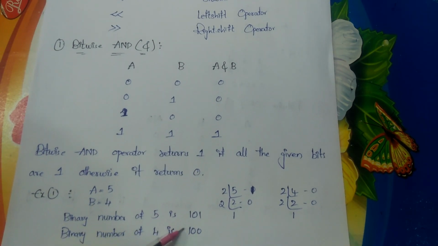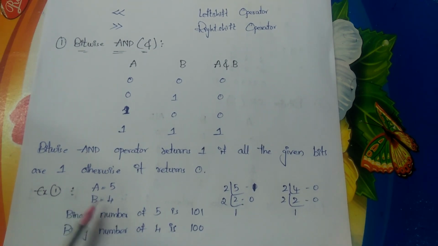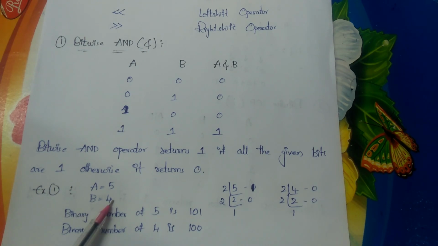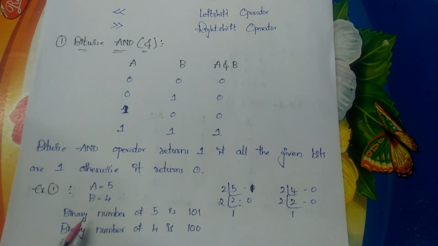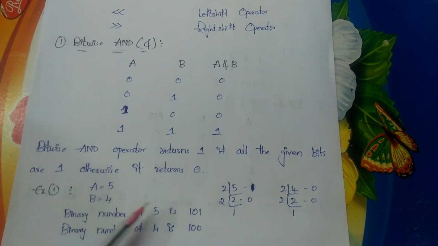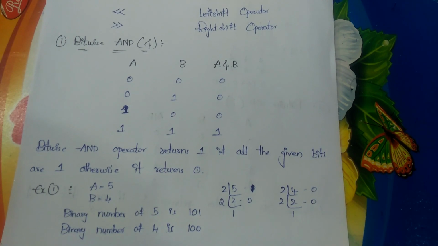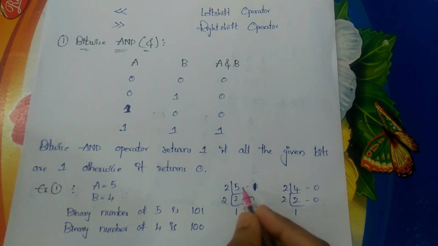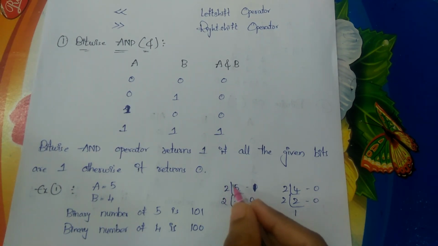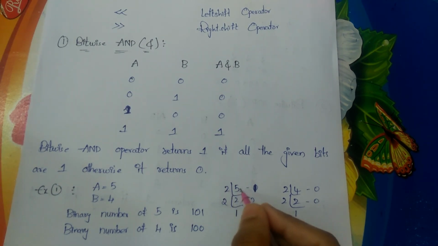Now let's see one example on bitwise AND. First example, I am taking the A value as 5 and the B value as 4. It works on the bits, so first we have to find the binary number of 5 and the binary number of 4. To find the binary number of 5, first we divide 5 by 2, always with the integer 2. Now 2 2s are 4, then 5 minus 4 is 1. The remainder is 1 here.